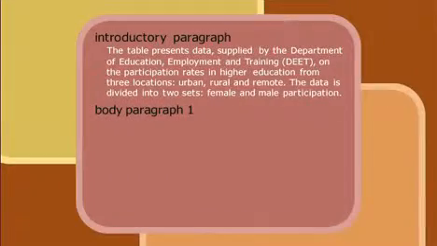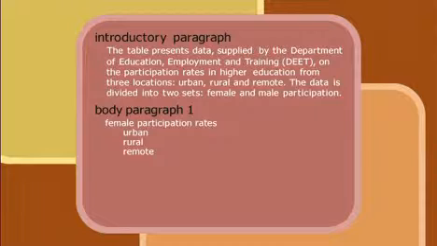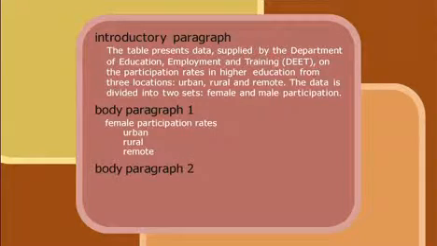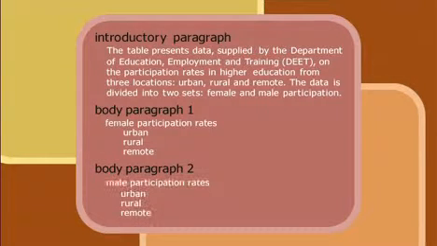So our first body paragraph will be about data for female participants. Here's the structure of body paragraph 1. It shows female participation rates in each of the 3 locations. Body paragraph 2 will describe male participation rates for each of the 3 areas.